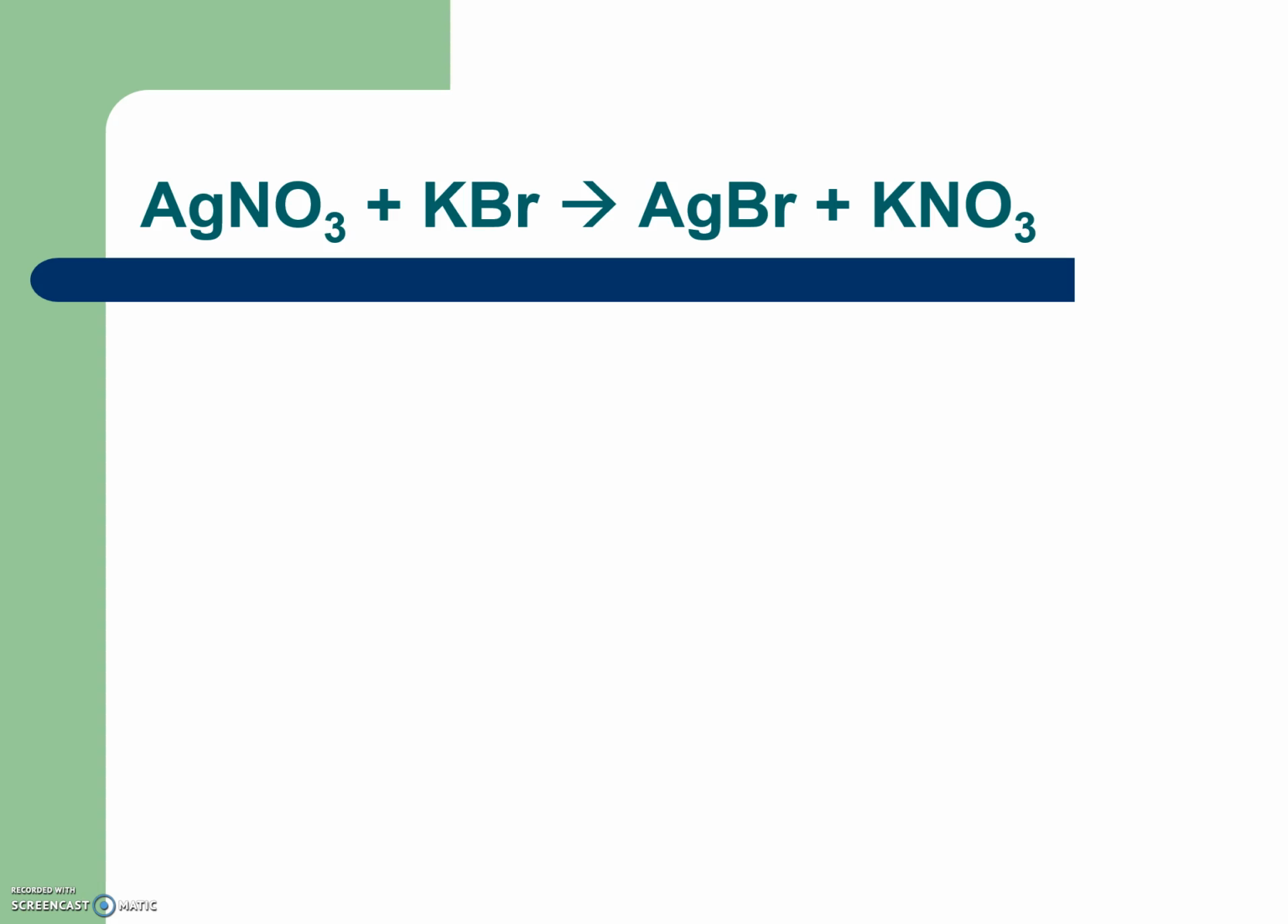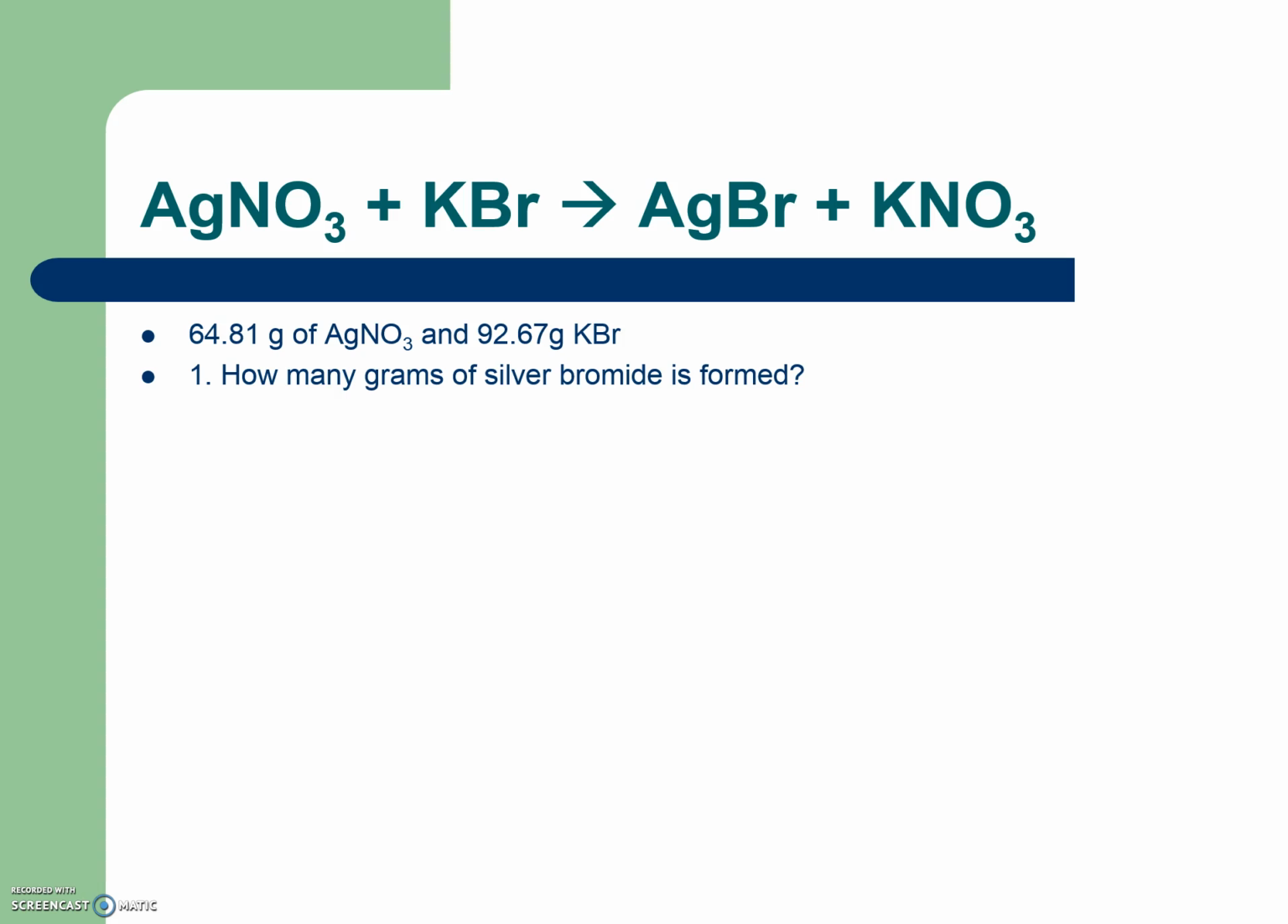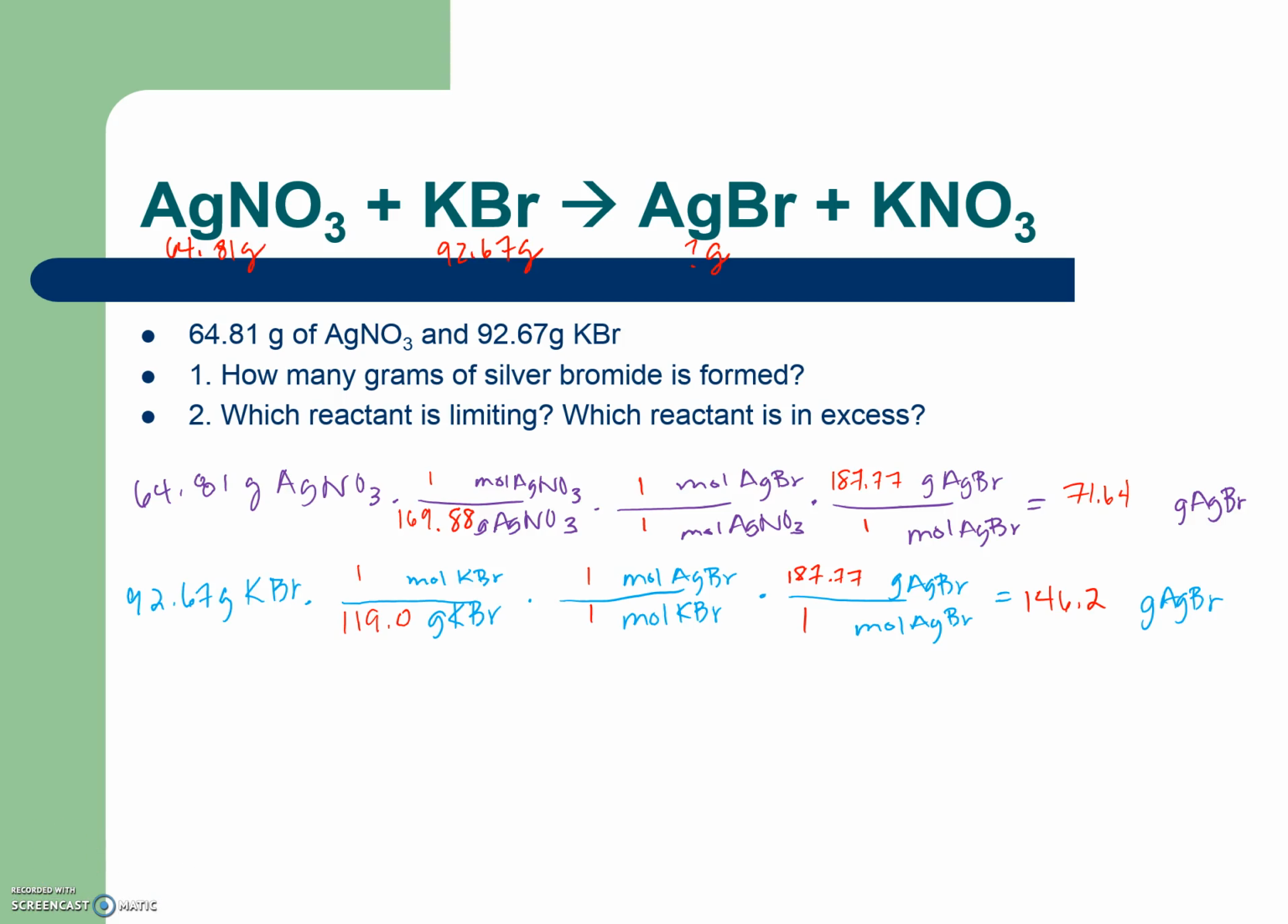Okay, let's try one more problem that we have here. So 64.81 grams of silver nitrate and 92.67 grams of potassium bromide. How many grams of silver bromide is formed? Which reactant is limiting? Which reactant is in excess? I'm going to ask you to pause your video and solve this on your own. If you can do this, this is a perfect test for getting ready for your exam. So I'm going to ask that you do that.